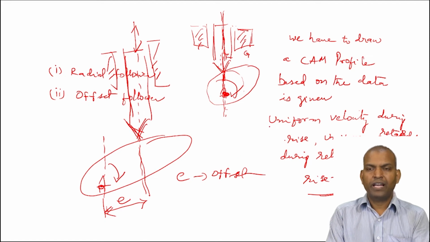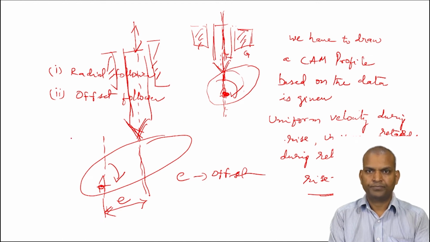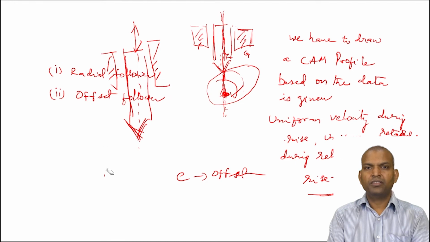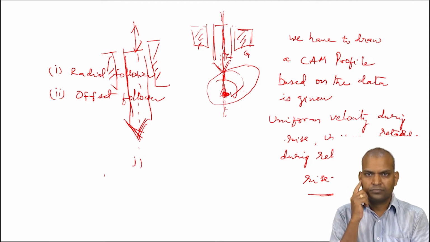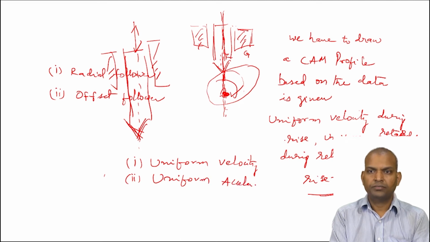Based on the velocities, there are various types of follower motions. The various types of motions are: number 1, uniform velocity; number 2, uniform acceleration and retardation.